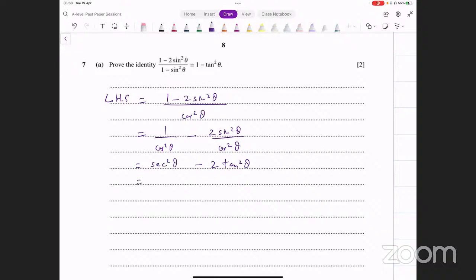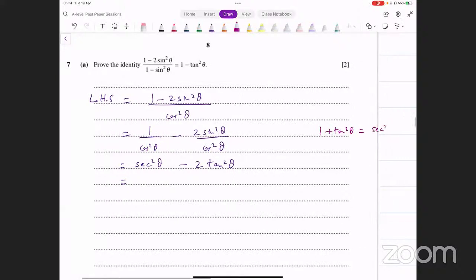After that, secant square theta क्या होता है? I just showed you the identity. 1 plus tan square theta is basically equal to secant square theta. हम इसको ऐसे लिख सकते हैं. This is 1 plus tan square theta minus 2 tan square theta, and that is 1 minus tan square theta. And that's equal to the right hand side.